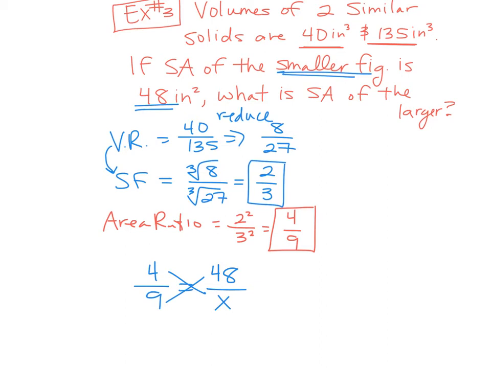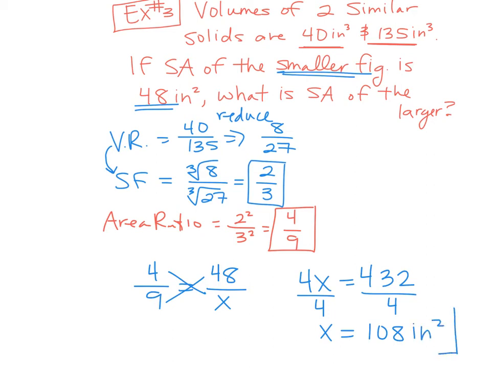Oh my goodness. What is it? 9 times 48 is 432. Okay, so 4x equals 432. Okay, and then divide by 4. And we get x equals 108. What are my units here? Inches squared, because we just found an area. Okay, that's a surface area. That's the whole problem.